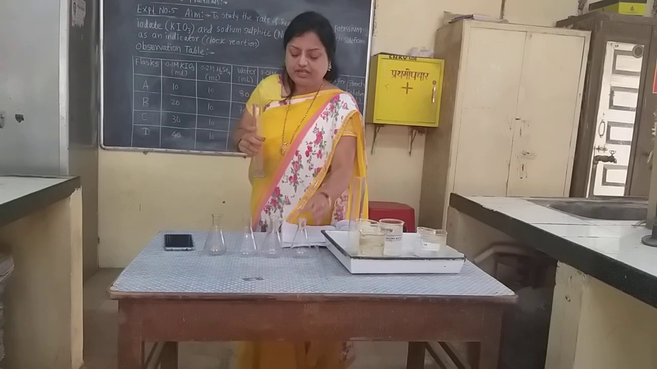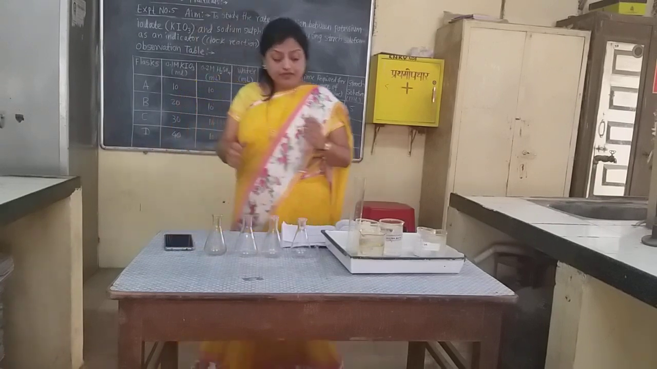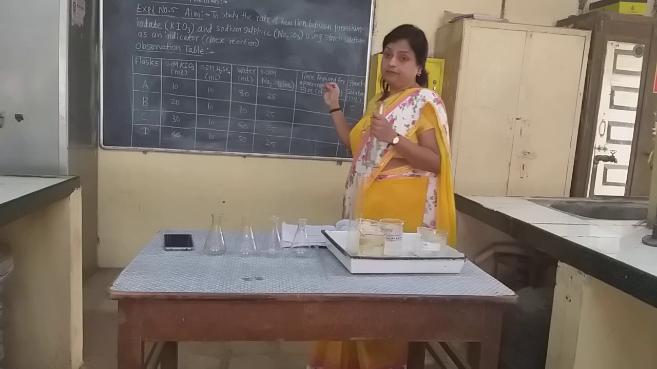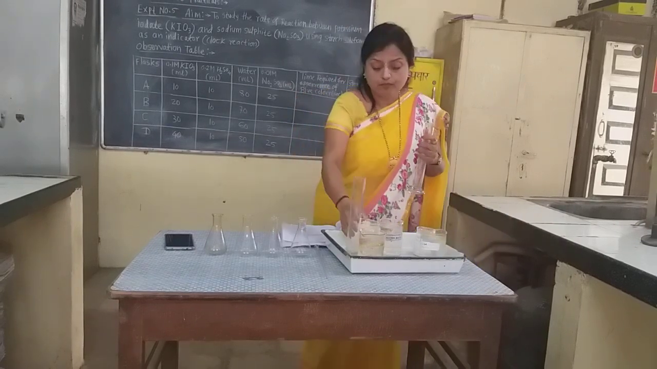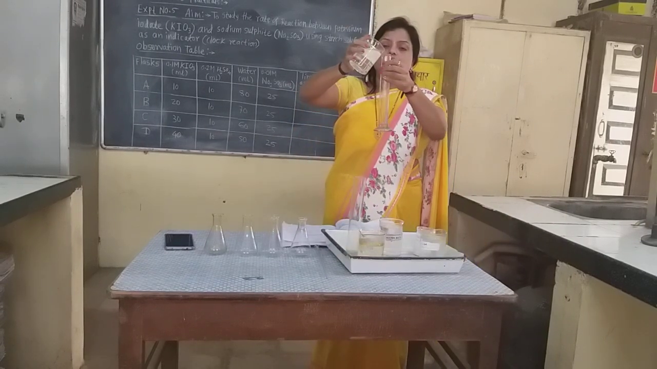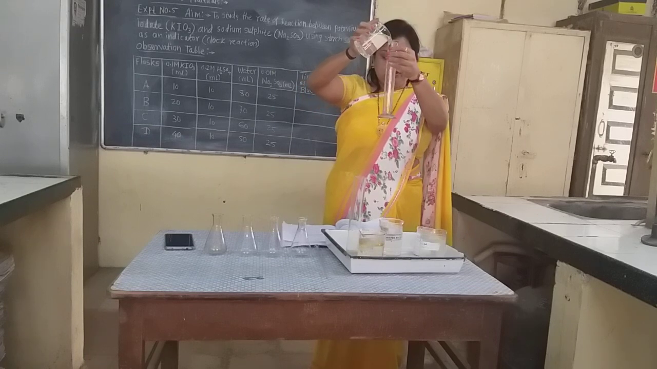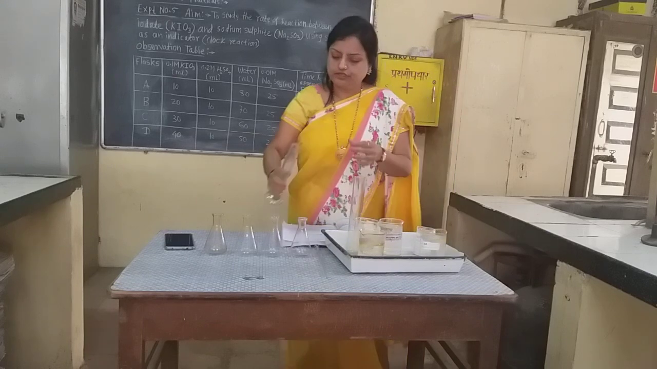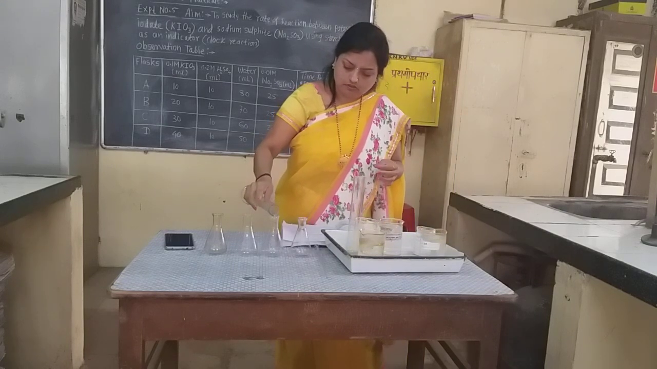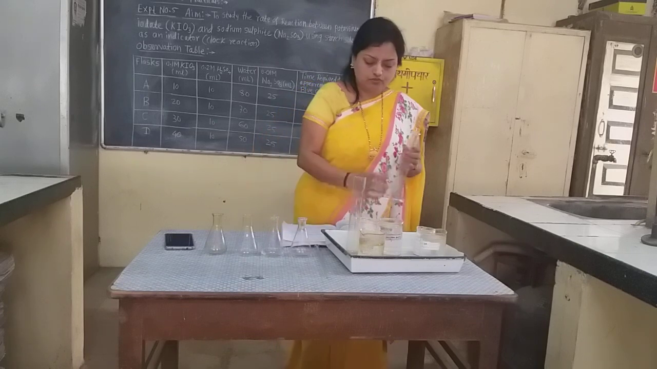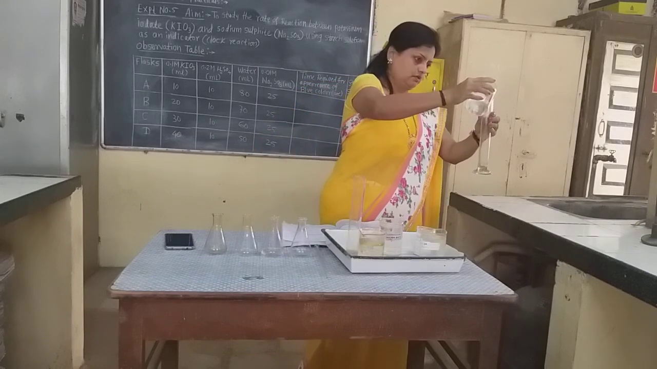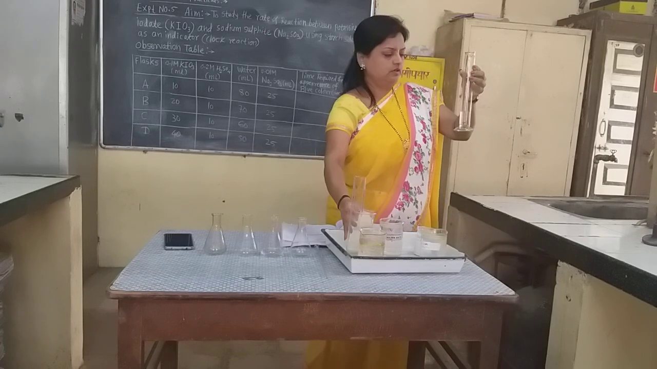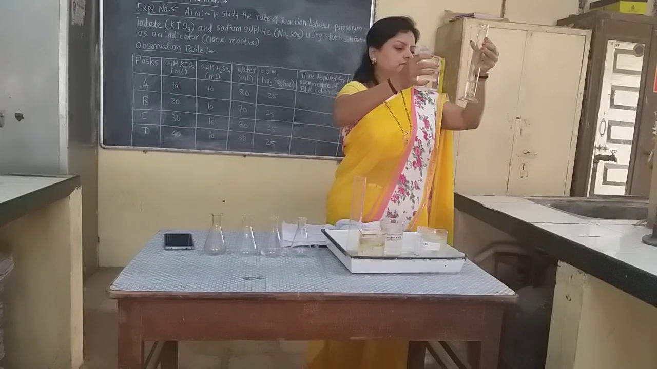Now in each and every conical flask we pour 10 ml, 20 ml, 30 ml and 40 ml respectively of this potassium iodate solution. Now in the second conical flask you should take 20 ml of this potassium iodate solution. Now in the third one I take here 30 ml potassium iodate solution.